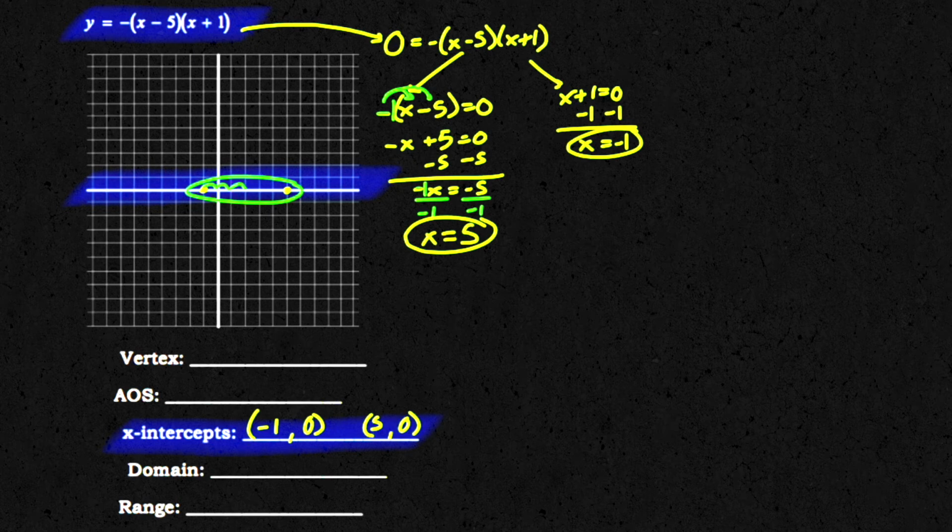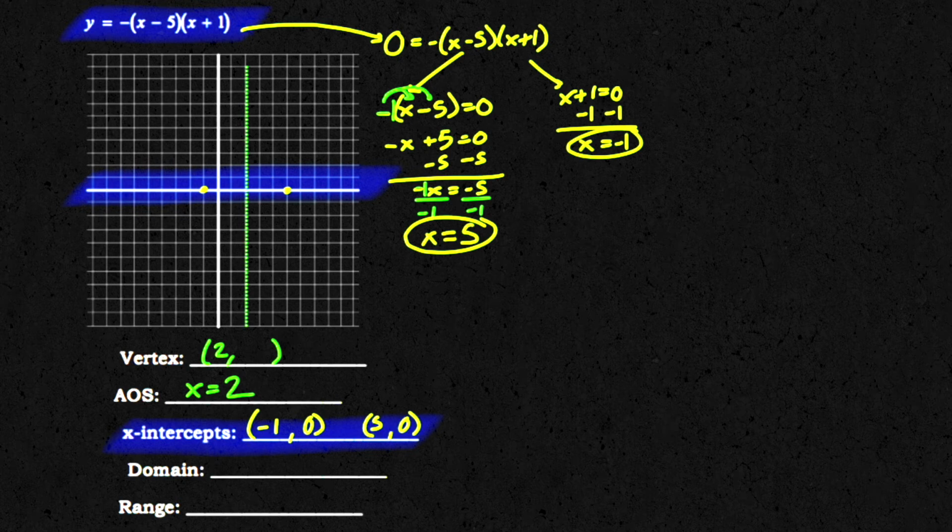So 1, 2, 3, 1, 2, 3. And that puts us at x equals 2. So we'll draw that dotted line and fill in x equals 2 for the axis of symmetry, or AOS. And then we know the vertex is going to be somewhere on this line. So the x value must be 2.